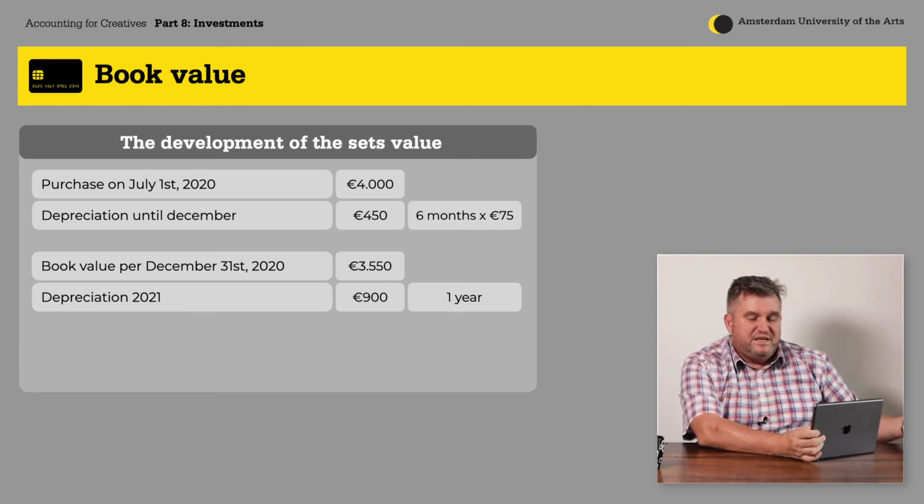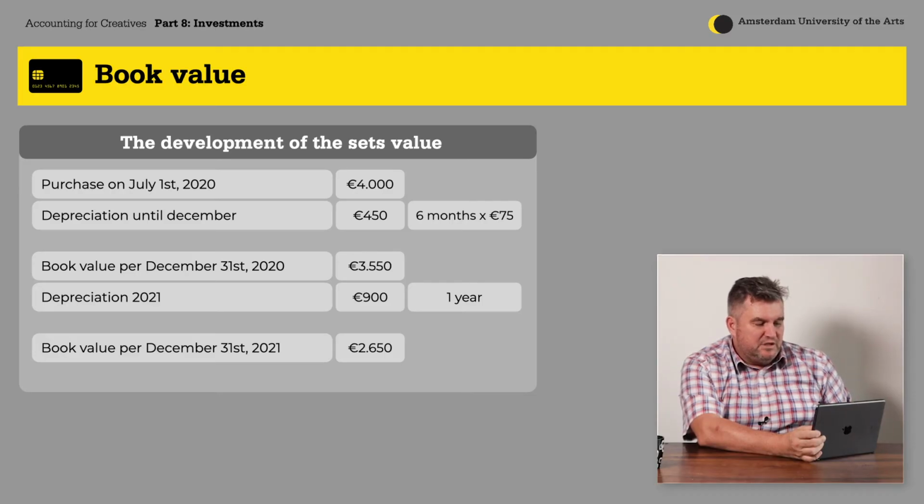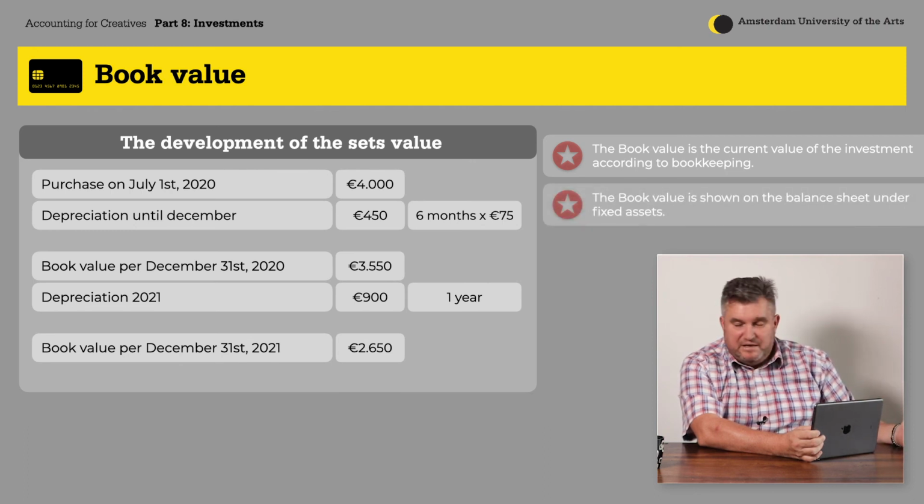If you want to know it 1 year later, you have to subtract a whole year of depreciation, being 900 euros, and then you end up with a book value 1.5 years after purchase, on December 31st of 2021, of 2,650. So this is how you calculate book value over time for the investment that you made. And at a certain point, after 4 years, it will have a value of 400 euros, and then it can be sold, or you can make other decisions, but at least then it's the ending of your booking cycles for this investment.